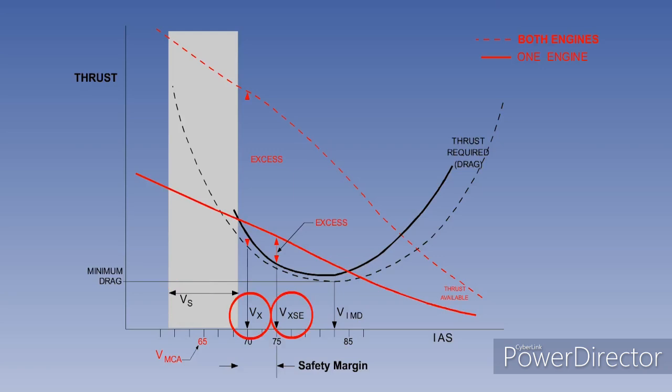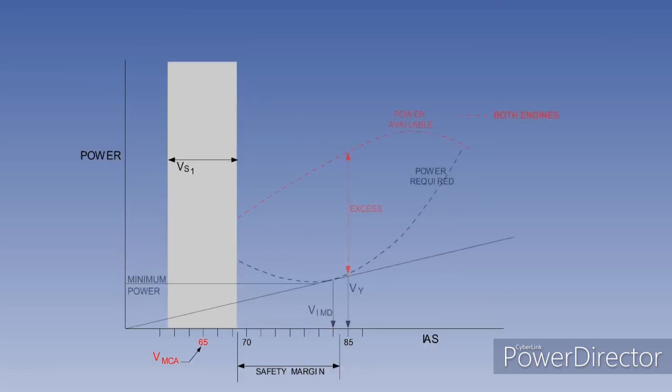The IAS for best angle of climb is Vx for all engines operating, and on twin-engine aircraft, Vxse is best for single-engine climb angle. Rate of climb is determined by the excess power available. Power is the rate of doing work, that is, thrust or drag times true airspeed, thrust and drag being forces, and TAS being the only real speed.